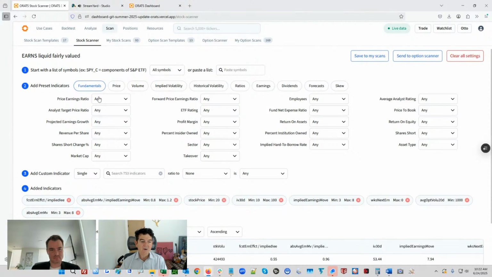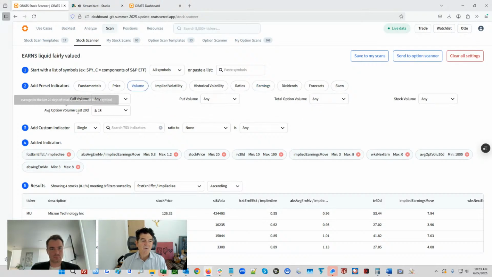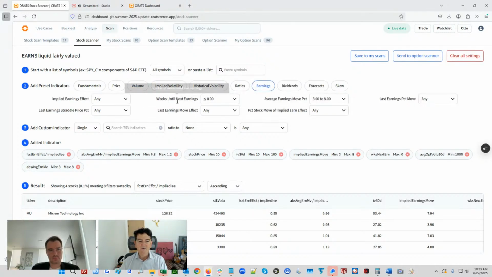And then a typical way to use this is to go to earnings. So, weeks until earnings is greater than or equal to 0, and the average move percent isn't crazy. And then I usually go to the volume, and I want the average volume over the last 20 days to be over 1,000. So that's my typical setup: there's a fair amount of earnings going on, the earnings moves aren't crazy, there's a fair amount of liquidity, and earnings is coming up.